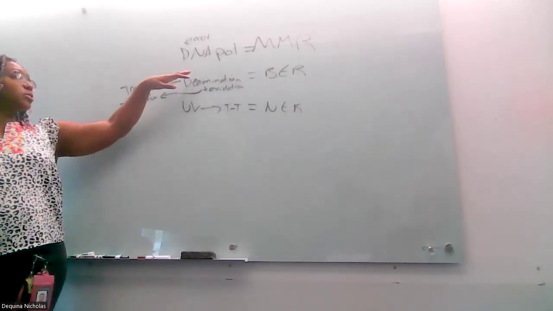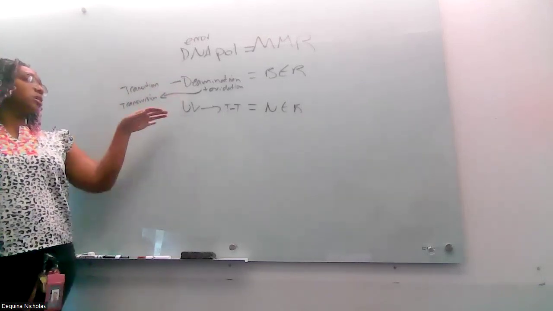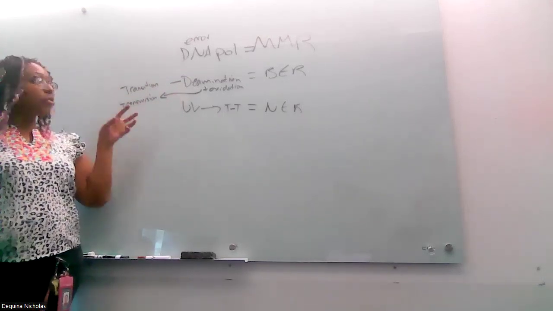Okay, deamination results in a transition mutation. Once you have replication, if you don't fix the error in time, oxidation can result in a transversion mutation, if you don't fix the error in time.